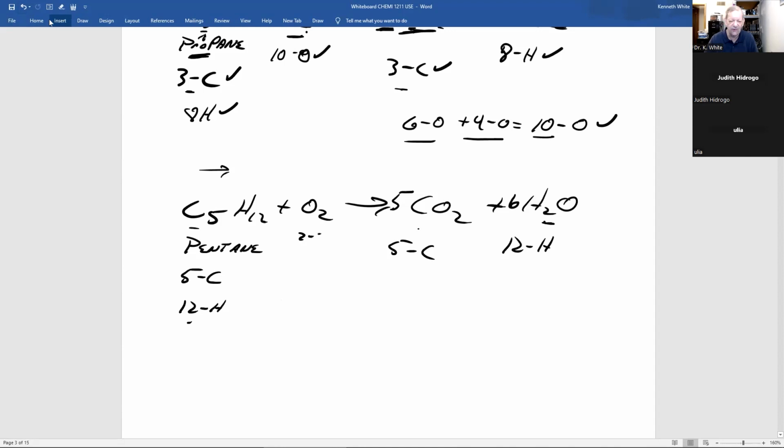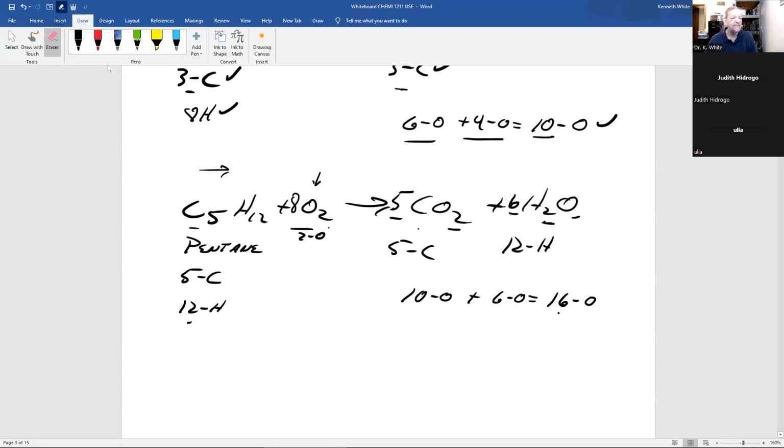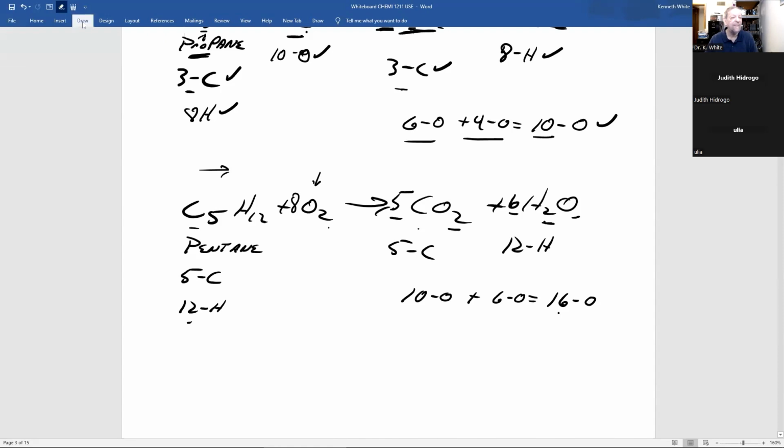Here on this side, I have 2 oxygen. On this side, you count all the oxygen atoms in all molecules. 5 times 2 is 10 oxygen. 6 times 1 is 6 oxygen. And that adds up to 16 oxygen atoms. Well, how do I get 16 on this side? Well, oxygen gas has 2. 2 into 16 is 8. So now I have 8 times 2, 16 oxygen.